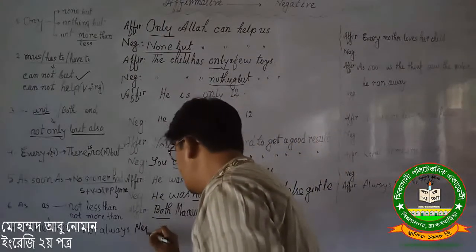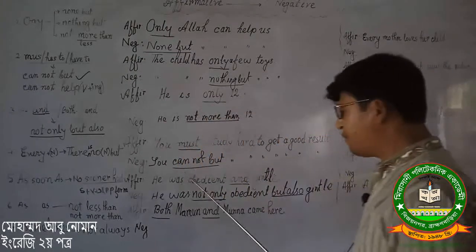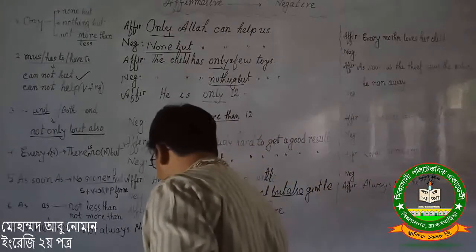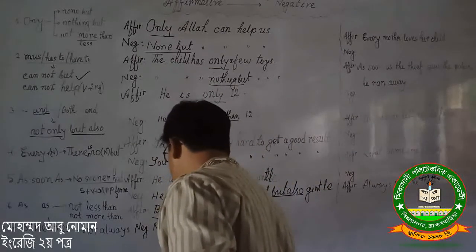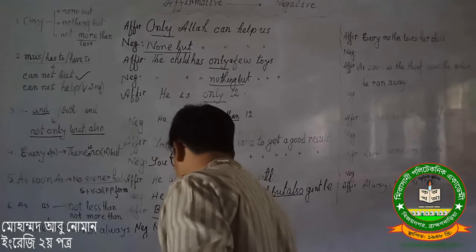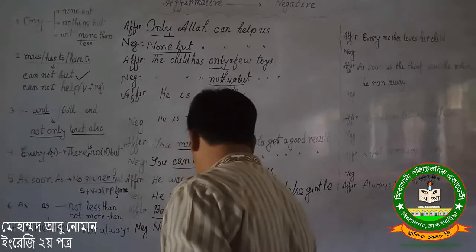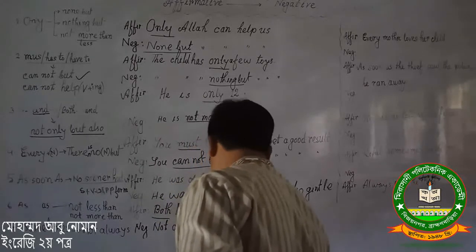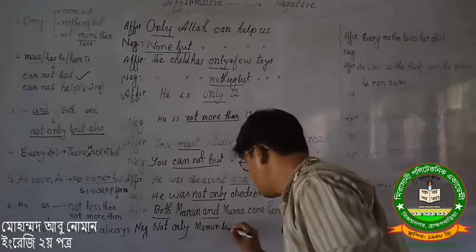If you make it negative, how will you do it? Here we have to find both and. So, instead of both, we will write not only, but also.